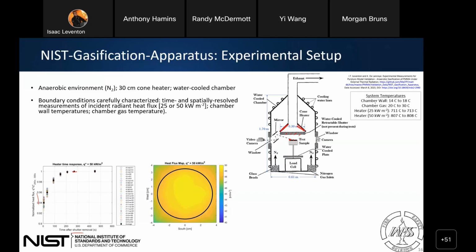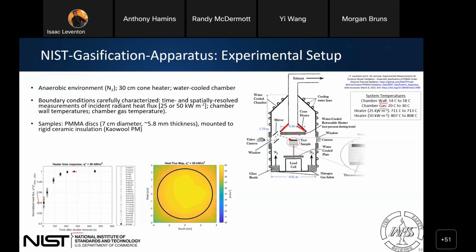We've carefully characterized chamber wall and gas temperatures near the sample, and those are very stable as we're running our tests. And we will take a 7-centimeter disc of the exact same MaCFP PMMA that we used back in 2021. We will mount that to a sheet of rigid insulation, put that on top of several more sheets of insulation, and put that on top of a mass balance that sits right here.